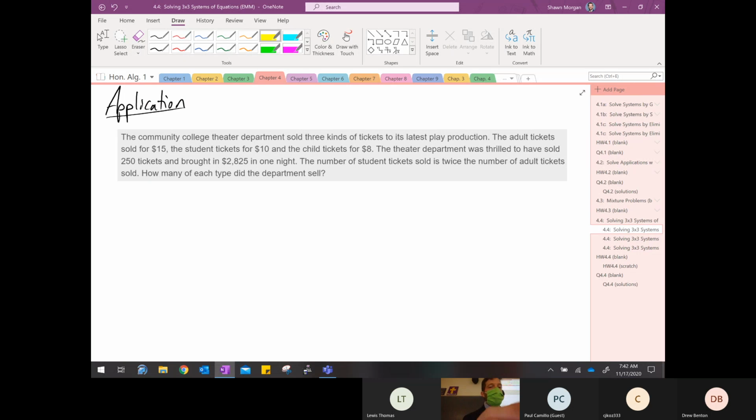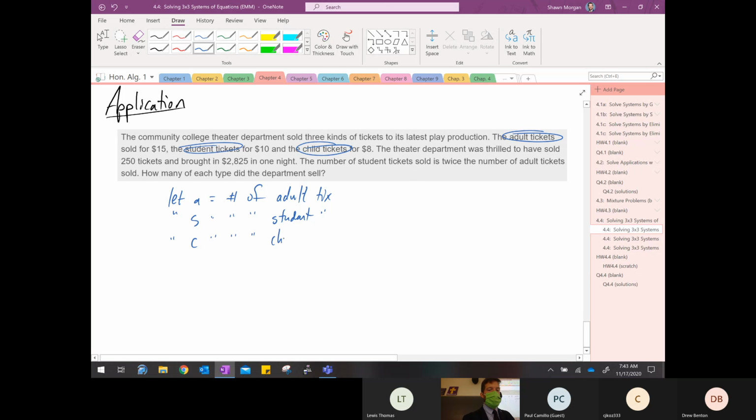Okay. Now, step 2, figure out what the variables need to be. Assign my variables. I'm going to say, look, there's adult tickets, there's student tickets, and there's child tickets. So let A equal the number of adult tickets. Let S equal the number of student tickets. And what do you think? Let C equal the number of child tickets. All right. That's declaring the variables.